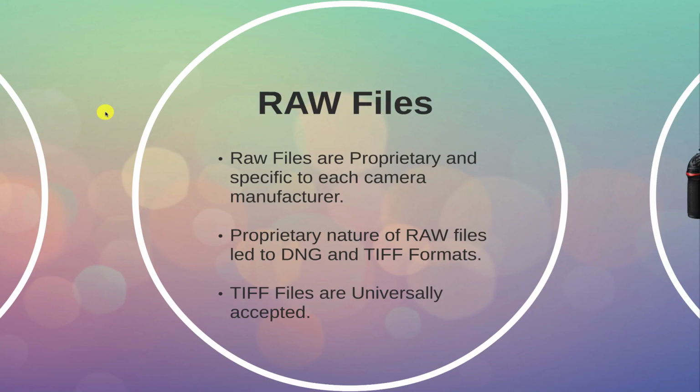So far, we know that RAW files accommodate a higher color depth than JPEGs. Let's take it a step further and explore how a RAW file is actually created by your camera. The reason it's important to understand this process is because RAW files are proprietary and specific to each camera manufacturer. The proprietary nature of a RAW file is the reason additional formats like DNG and TIFF were created. They're meant to be universally accepted and not confined to the applications of one manufacturer.